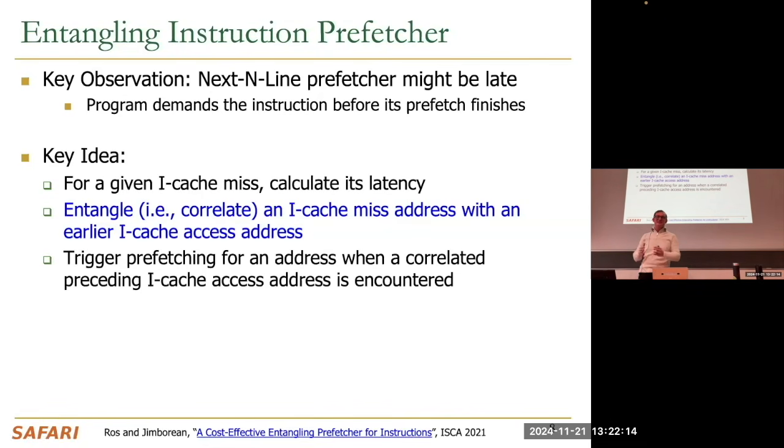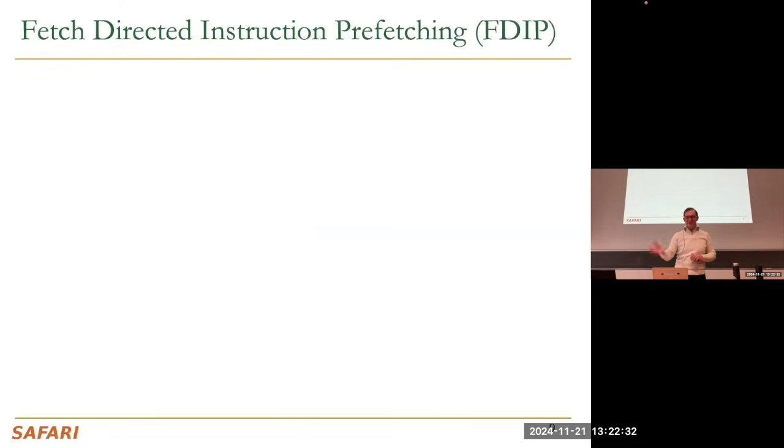But the basic idea is correlating a cache miss with a much earlier access so that whenever you see that access again, you start that cache miss next time. So it's very similar to Markov prefetching in a sense, right? We've discussed this idea, except it's specialized and applied for instruction prefetching. And you can read the paper. I'm going through these quickly. You could actually imagine other ideas.